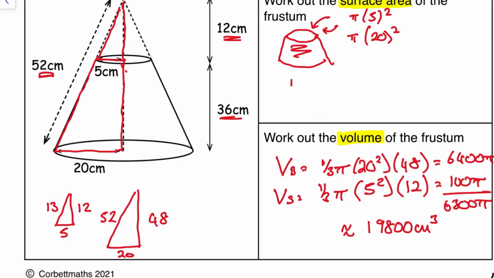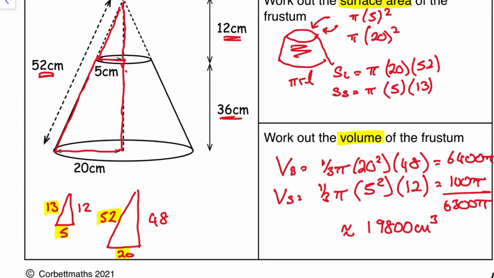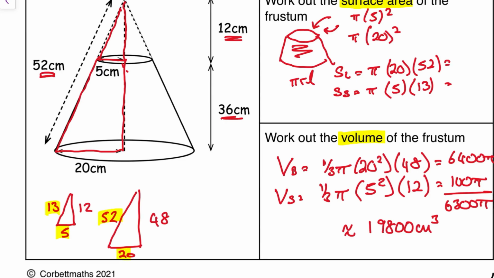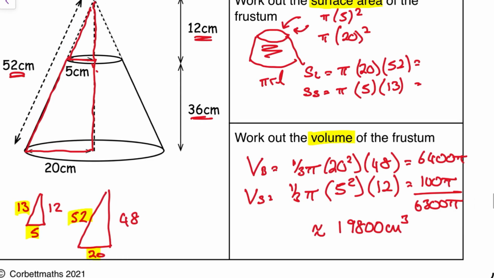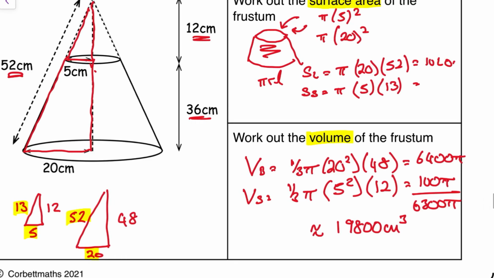The way you work out the curved surface area is something called pi r l. The surface area of the large cone is going to be pi times the radius times the slopey line, which is 52. And the surface area of the small cone is going to be pi times the radius times that slopey line, which is 13. And to be clear, I've got these numbers from down here, which is why I drew those little triangles. So if I work these out, that's going to give me 1040 pi and 65 pi, which means if I take them away, that's 975 pi.